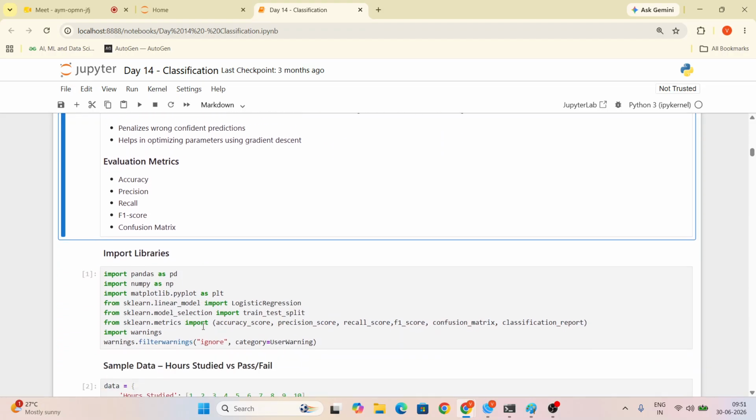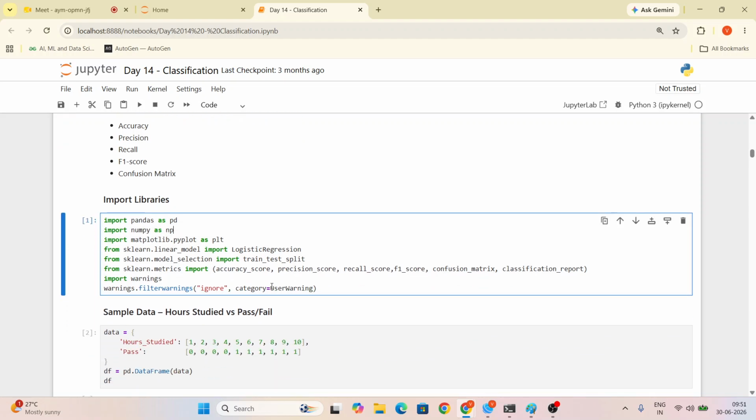Now we will go to our coding. First we have to import our libraries. Now tell me why we are using pandas.